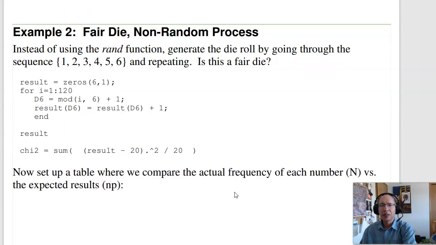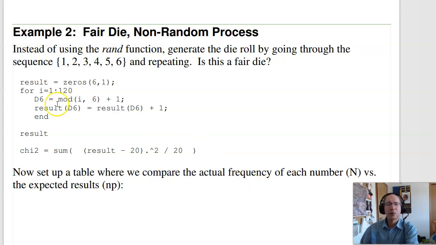Now, let's try a non-random process. Suppose instead of using the rand function, I just go through the sequence 1, 2, 3, 4, 5, 6, 1, 2, 3, 4, 5, 6. It looks like a legit die. I'm getting the numbers 1 through 6. Does the chi-squared score pick up that this is actually not a random process?